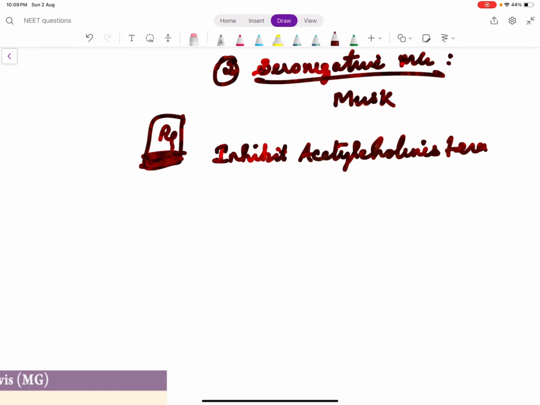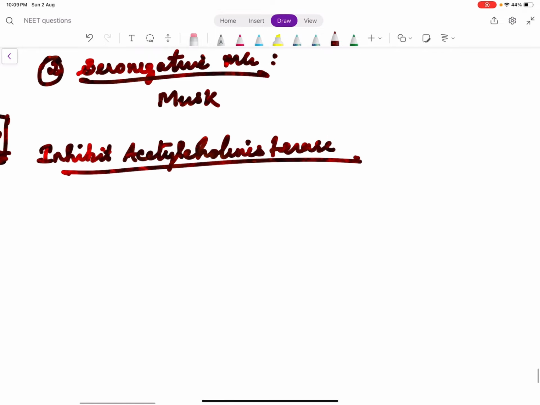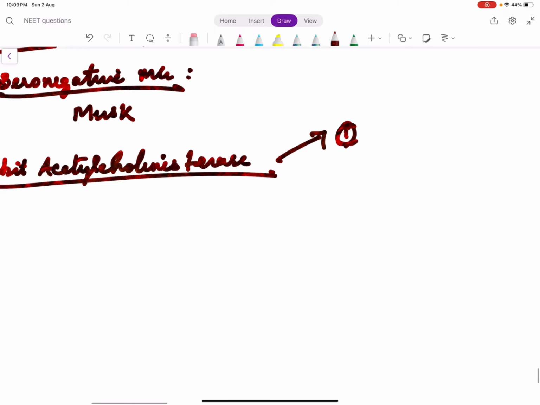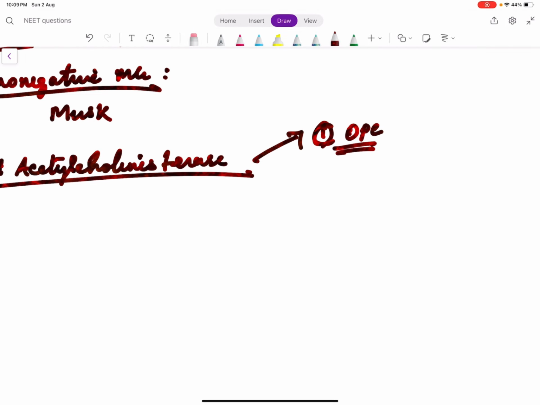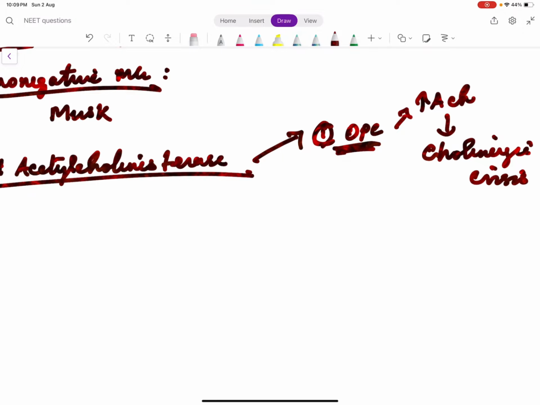Can you link acetylcholinesterase inhibitor somewhere else? One, they are used in dementia. Second, our famous OPC poisoning itself is an acetylcholinesterase inhibitor. But there it is problematic because OPC, when it inhibits acetylcholinesterase, increases acetylcholine to excessively high levels. Since acetylcholine receptors are more, it leads to organophosphorus coma or cholinergic crisis. But here it cannot occur because acetylcholine receptors are only few.